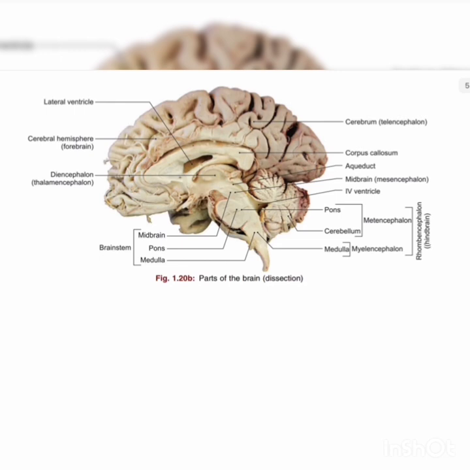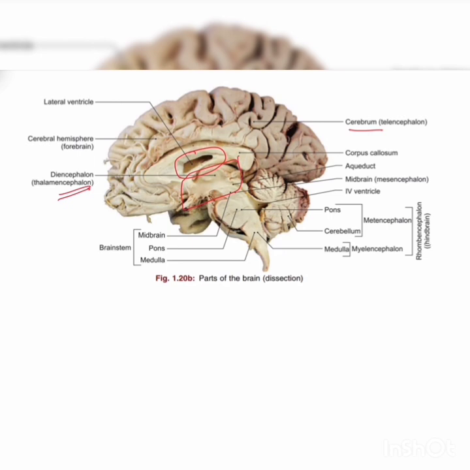This is a sagittal section of the brain. You can see different parts of the brain in sagittal section, starting from the cerebrum. This is the lateral ventricle. This is the diencephalon, that is thalamencephalon. Here you can see the thalamus and hypothalamus are situated here.